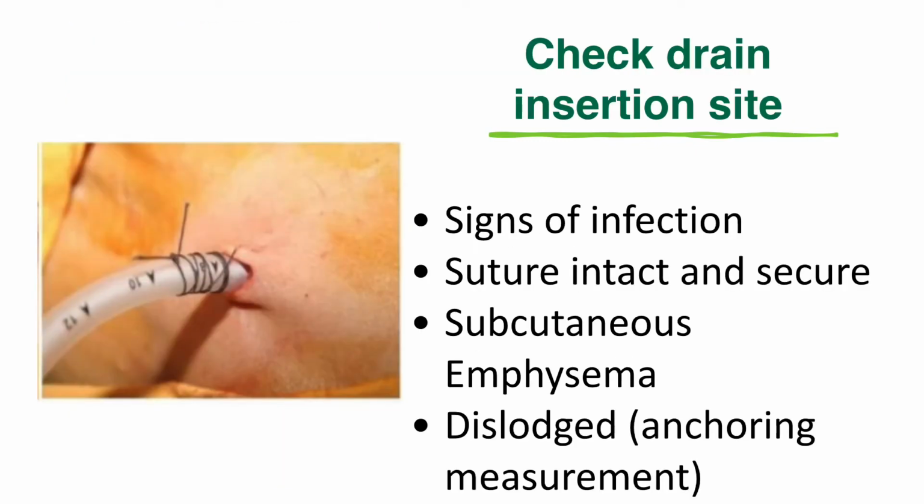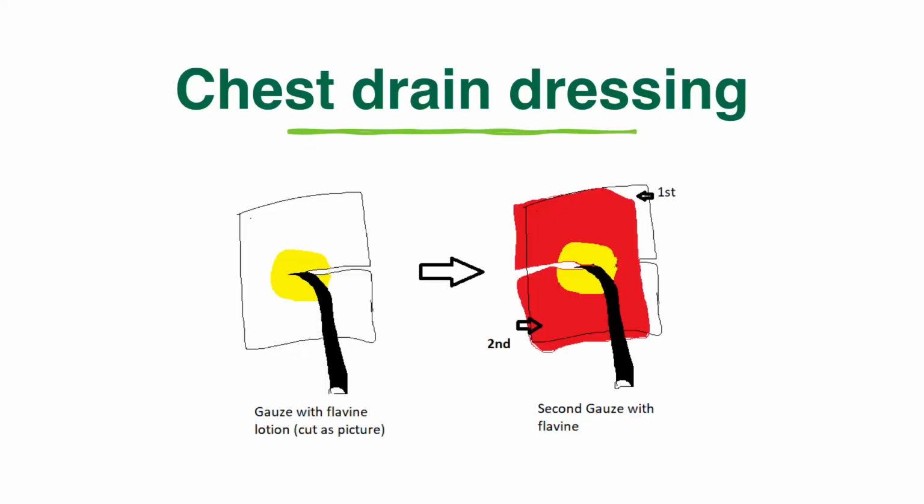If you need to change the dressing, after removal of the old dressing, check the drain insertion site for signs of infection as I mentioned before, or any inflammation. Observe that the suture remains intact and secure. Also, check for any subcutaneous emphysema and re-measure the tube marking to ensure the chest drain is not dislodged. For chest drain dressing, you go with the following steps.